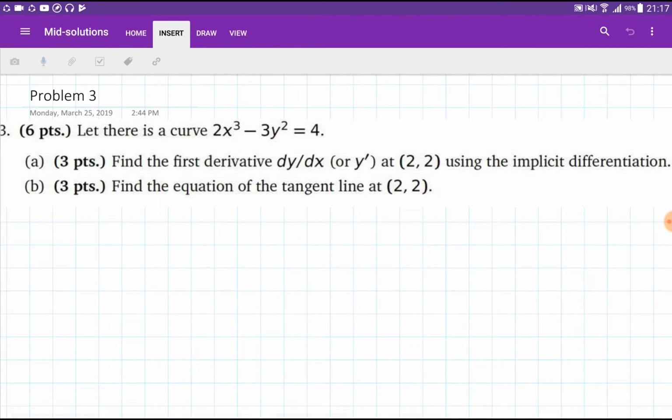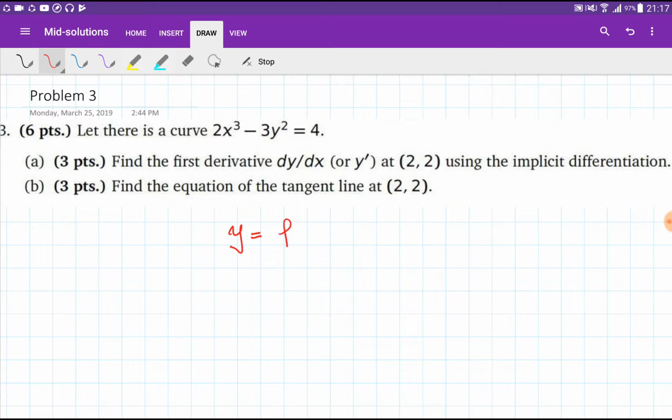So we're given a curve. We need to find the equation of the tangent line. First of all, let me remind you that the equation of the tangent line is given as f of a plus f prime of a multiplied by x minus a. So this is the equation of the tangent line to some curve with the equation f of x and y equal to 0 at some point a.